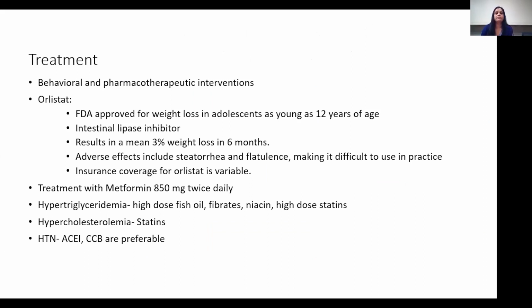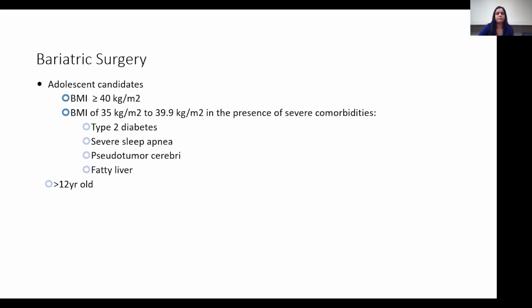Behavioral and pharmacotherapeutic interventions, metformin and orlistat, generally these are very short-term, and you may really bounce back, so really not helpful. Hypertriglyceridemia: high-dose fish oil, fibrates, niacin, and high-dose statins. Hypercholesterolemia: statins. Hypertension: ACE inhibitors and calcium channel blockers are preferable.